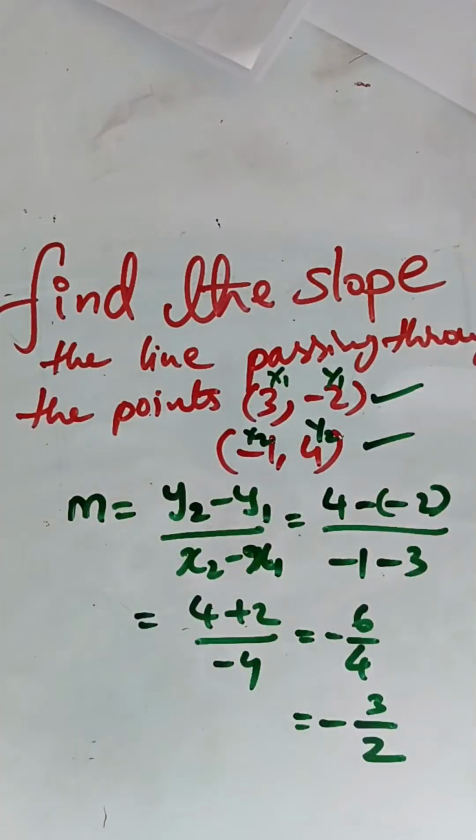So this is the way to find the slope when the line is passing through the points x1, y1 and x2, y2.